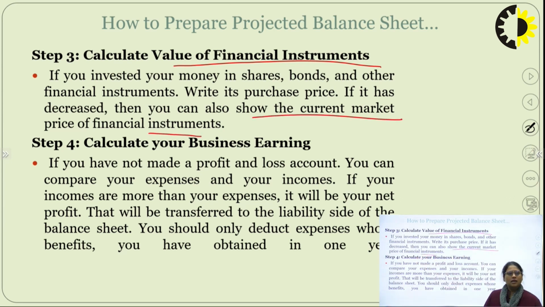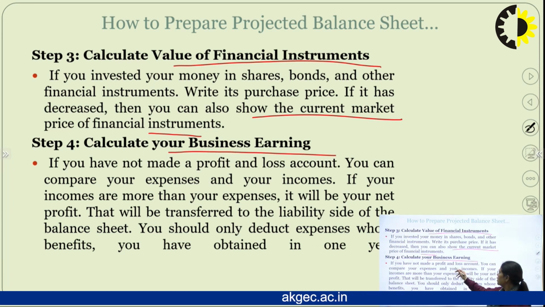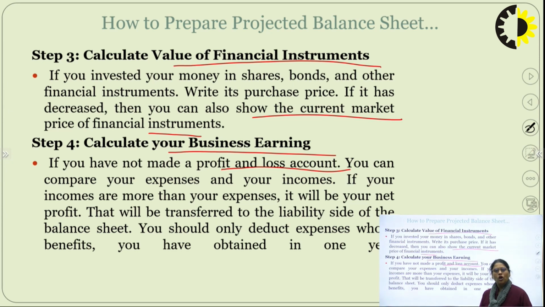Now the next step is to calculate the business earning. You also calculate the business earning when you create the pro forma of the balance sheet. If you have not made a profit and loss account, there is a need to make a profit and loss account for the company, because otherwise you cannot compare your expenses and your income. So we compare the expenses of the company and the total income of the company.